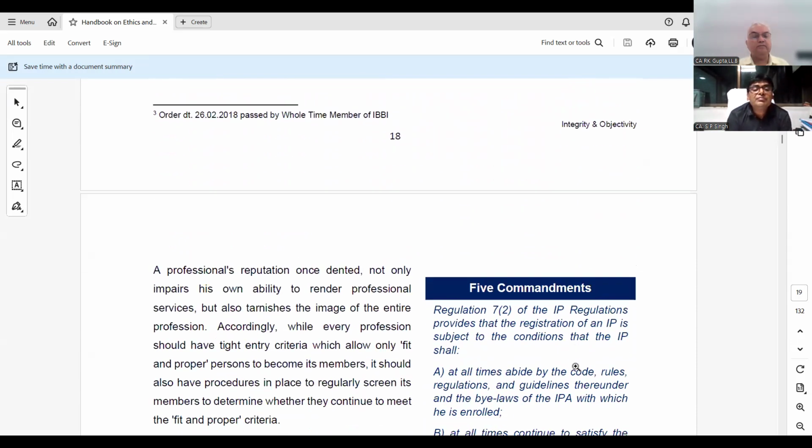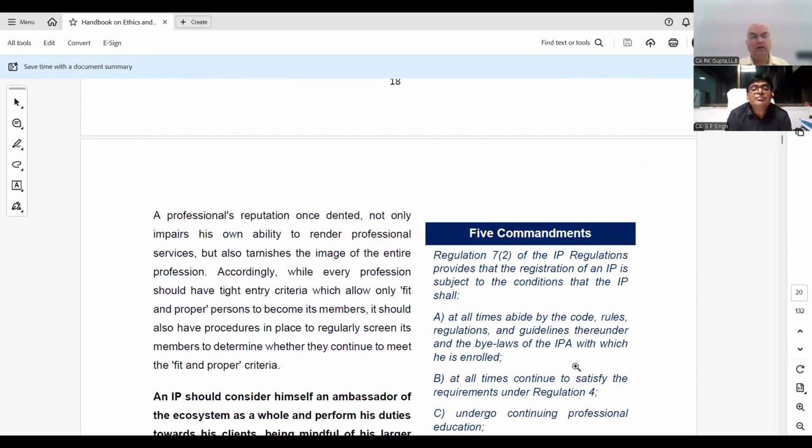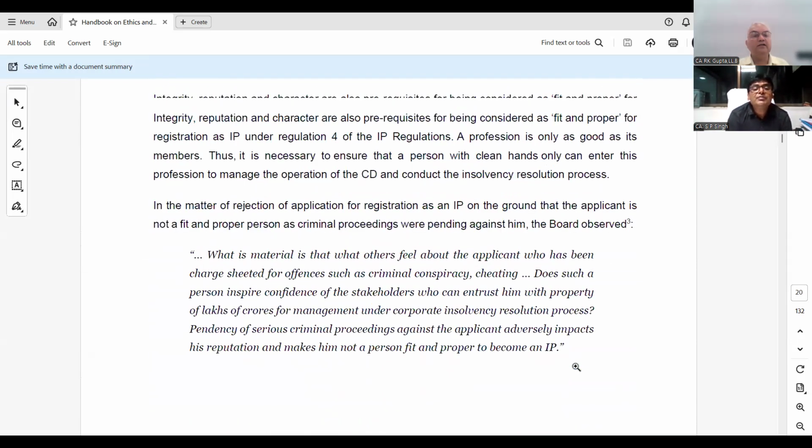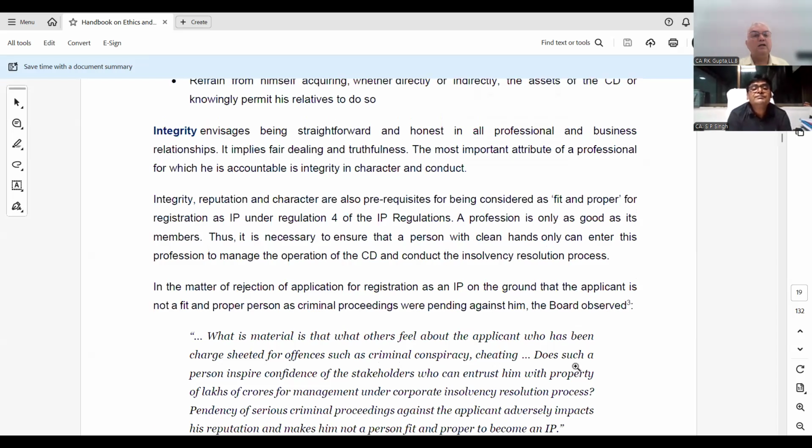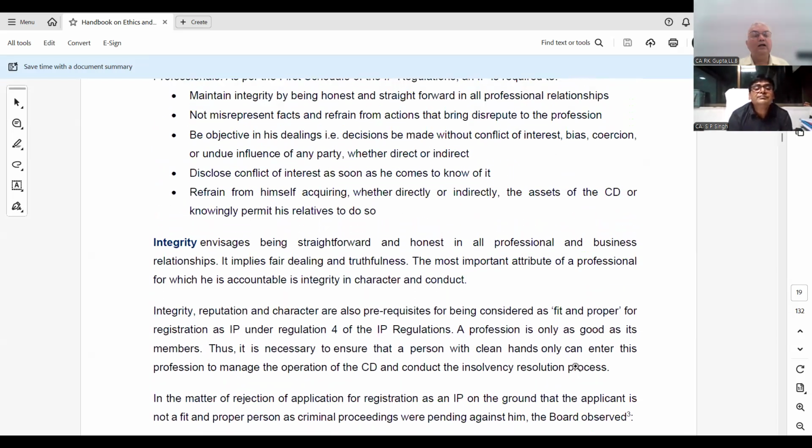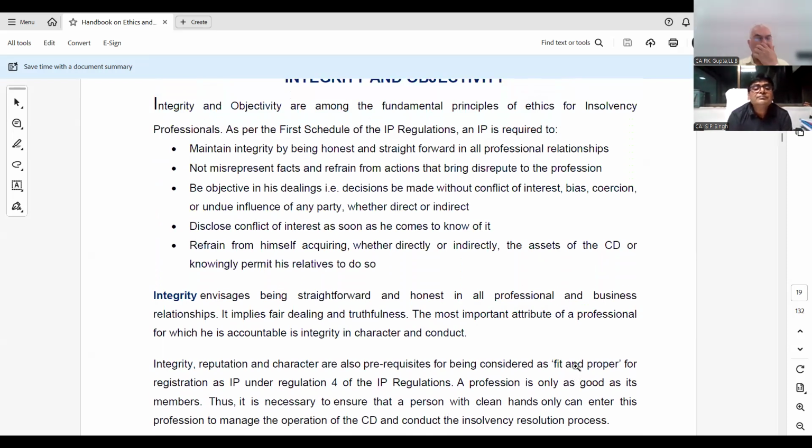Sir, this is the expectation. Here they mentioned refrain from acquiring assets of CD. I think it requires adjudicating authority approval. Now, actually this is the code of conduct. Something may be permissible by law, but here they are saying you refrain from doing so. Sir, whether it can be done on arm's length transaction, arm's length price.